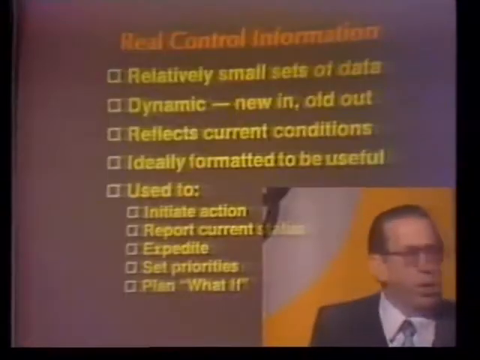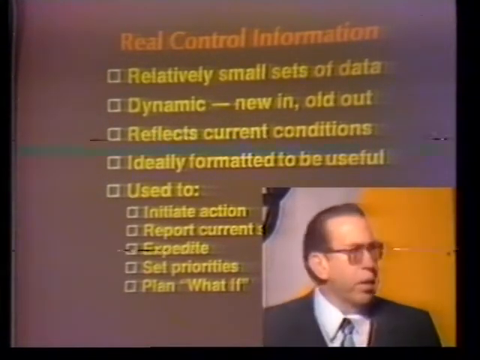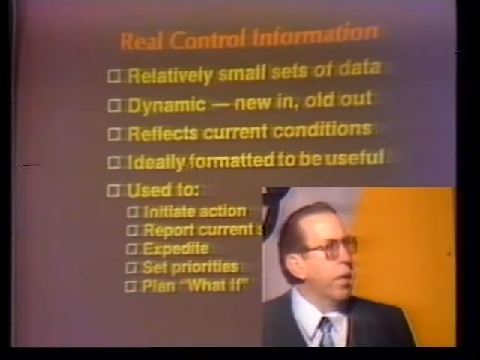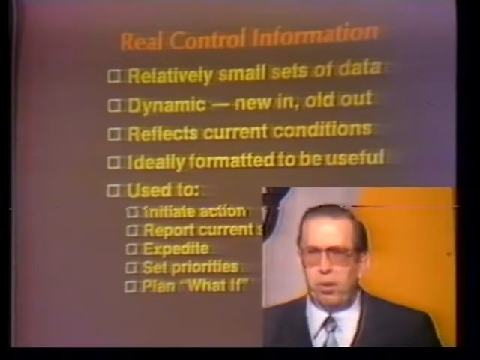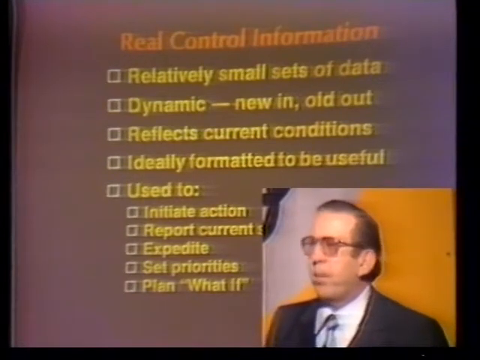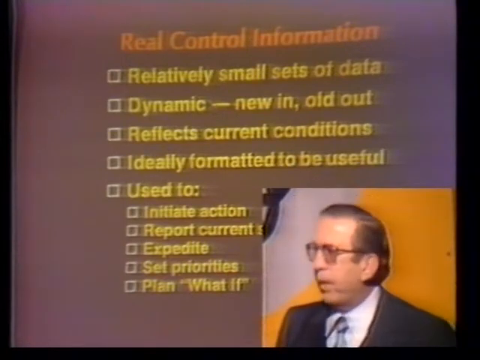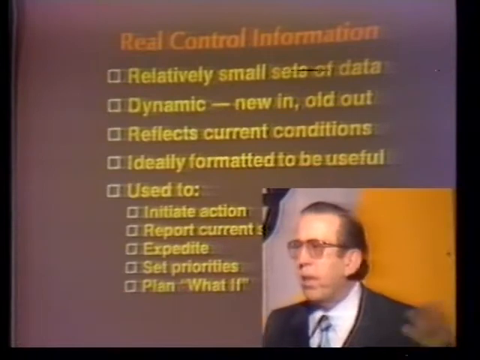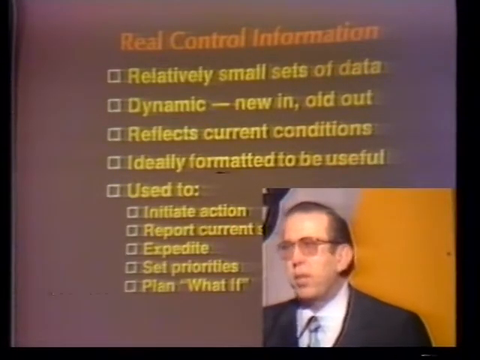The real control information is used to initiate action, to get things going, start the jobs, report the current status, extremely important aspect of that, and then expediting things along, making sure nothing gets stuck, making sure the queues all move along. Setting priorities is very important, to make sure the proper things are done and to be able to change priorities very conveniently and have that reflected immediately so everybody's working with the proper set of priorities. And then the what-if planning is also part of that. These are all characteristics of real control information.